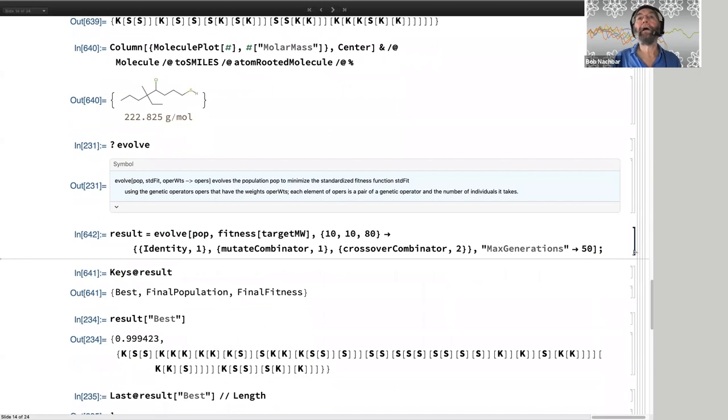Let me see if there are any questions on the chat that I can answer. No question yet. Okay, somebody was asking about something about hydrogen bonds.